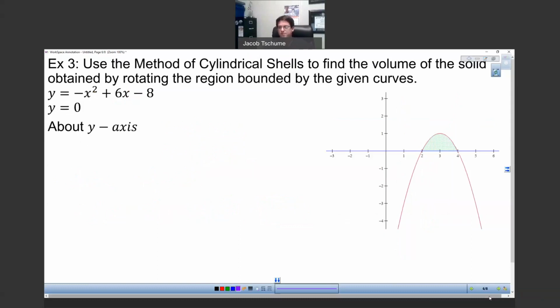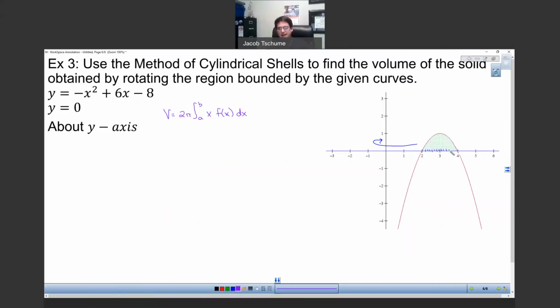All right, so let's do another one. This time I've given you the parabola y equals negative x squared plus 6x minus 8, bounded by y equals 0, and I want you to rotate this green region right here around the y-axis. So using the method of cylindrical shells, and since you're going around the y-axis, we have to do x's. So this would be 2 pi times the integral from a to b of x times f of x dx.